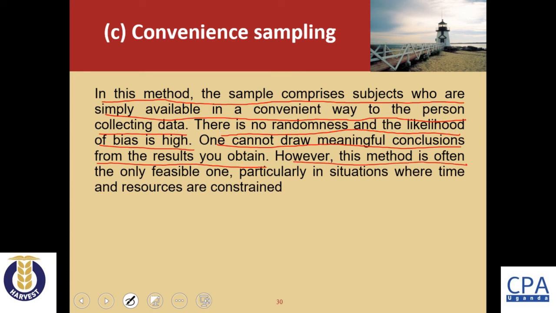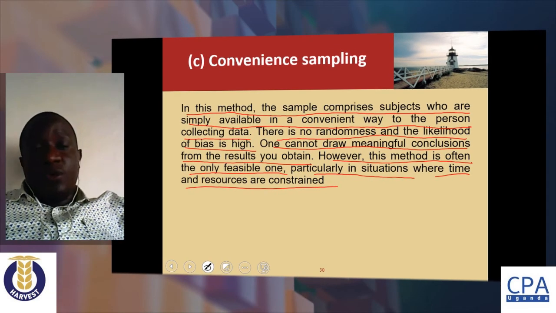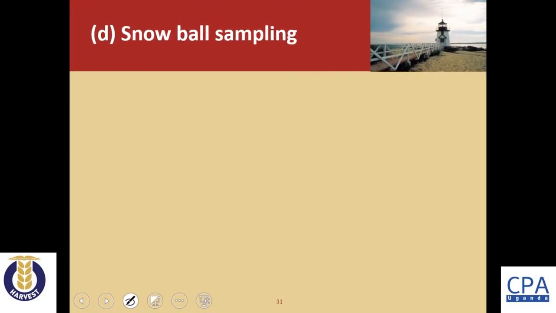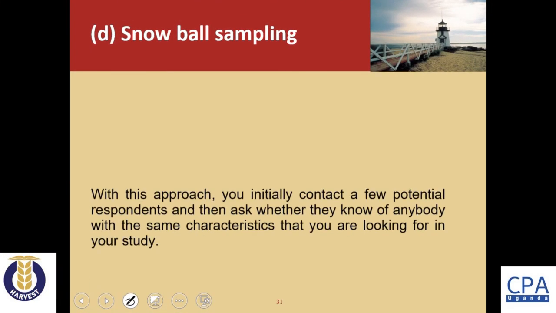However, this method is often the only feasible one, particularly in situations where time and resources are constrained. You may really not have enough resources and time, and therefore you have to do things in the most convenient kind of way. Again, we have number 4, snowball sampling.